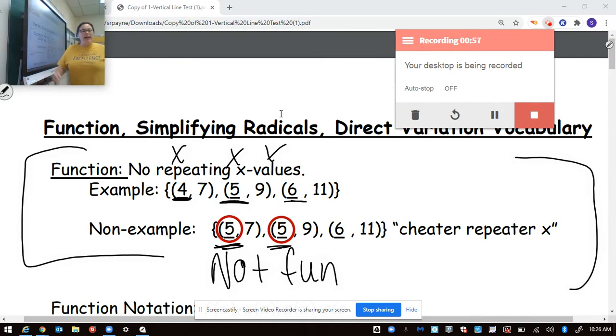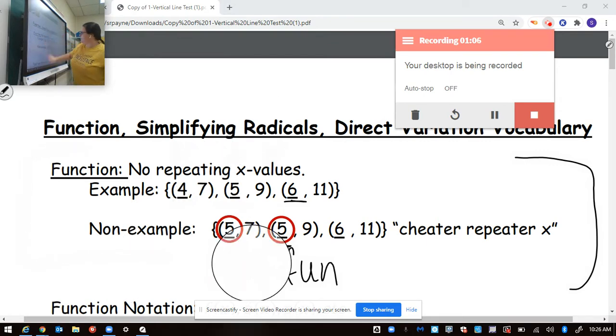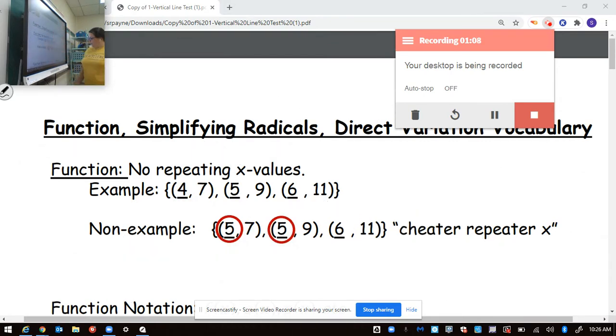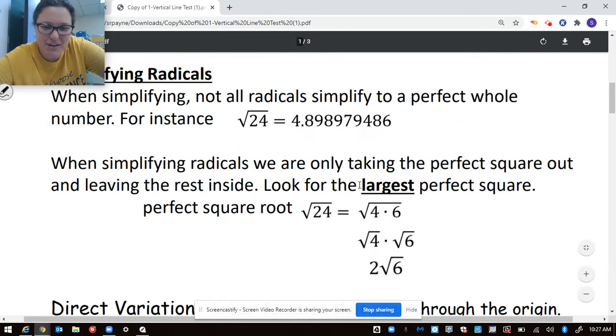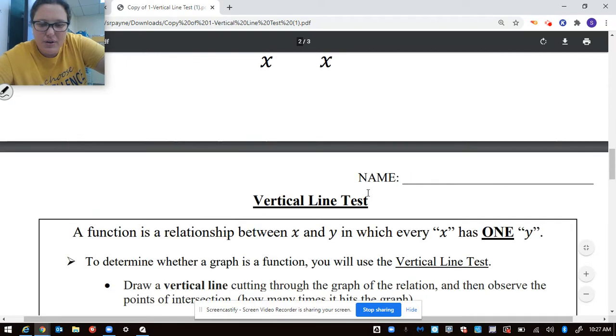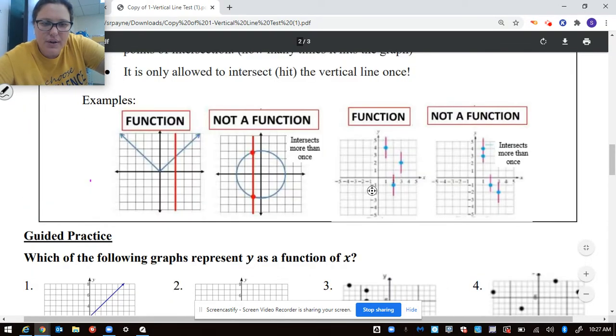Let's go ahead and apply that thinking to our vertical line test. Okay, let me see if I can move this box. I obviously cannot. Let's try with the mouse. Oh, there it goes away. Thank you. All right, so now let's go ahead and look at function, not a function.